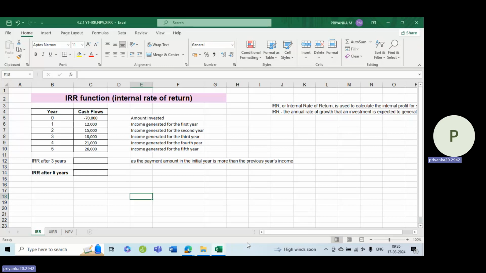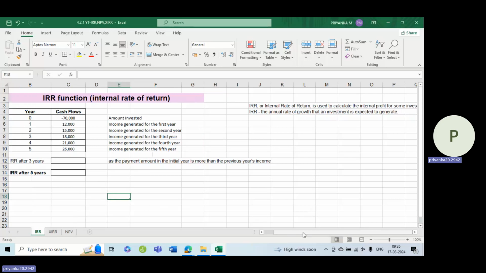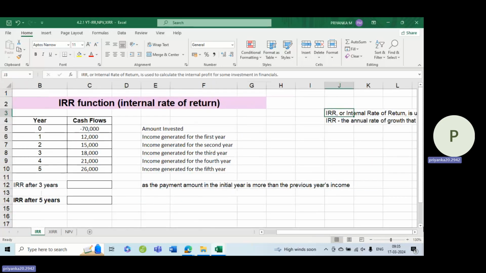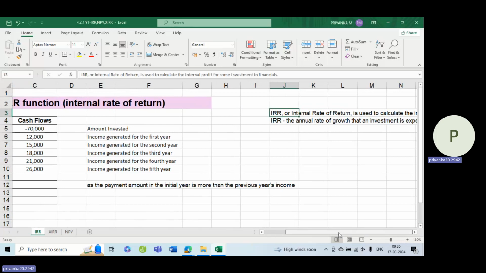In this session, we'll be seeing three important financial functions, which are IRR, XIRR, and NPV. The first concept is IRR, which stands for internal rate of return. What is this internal rate of return? It is used to calculate the profit, the internal profits, for the investment that you have made. That is called the internal rate of return.